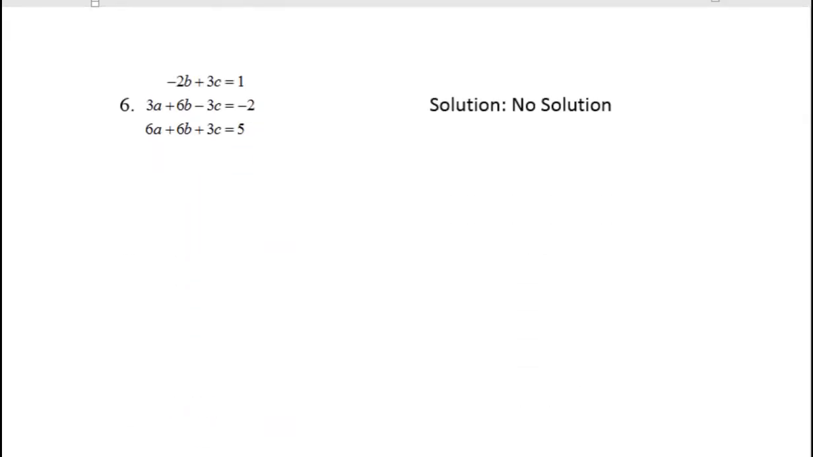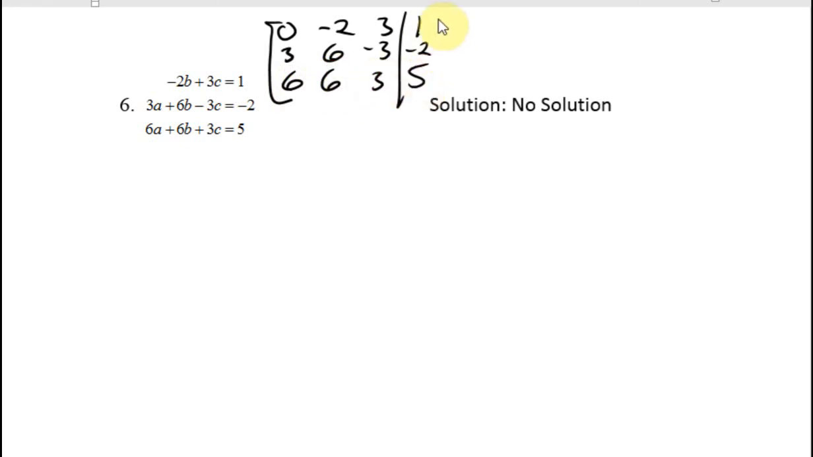Okay, why is this no solution? I don't know. We have to do the work. Let's write this as a matrix. This is 0, negative 2, 3, and 1. This is 3, 6, negative 3, negative 2. 6, 6, 3, and 5.